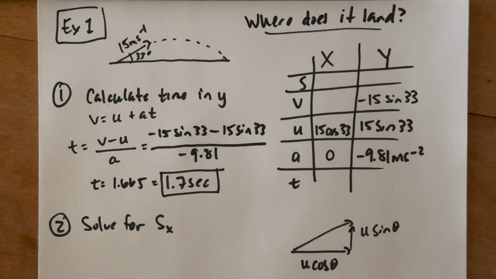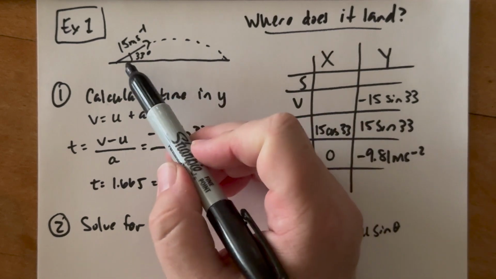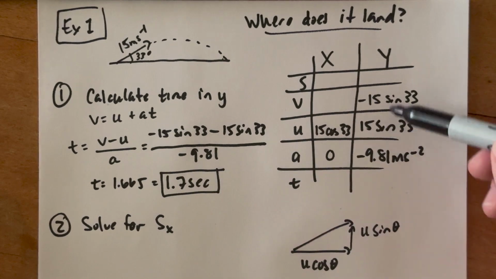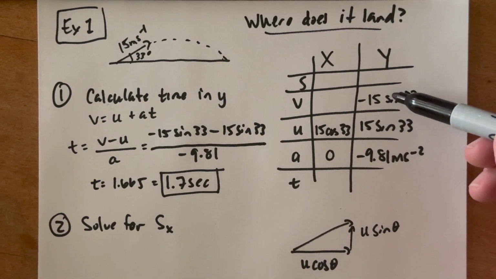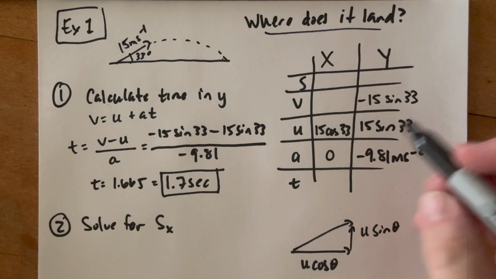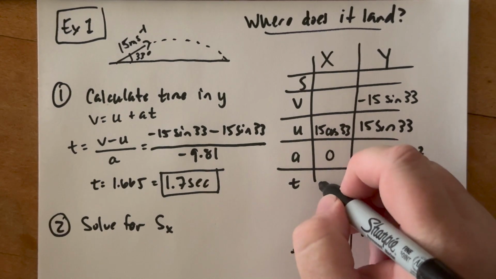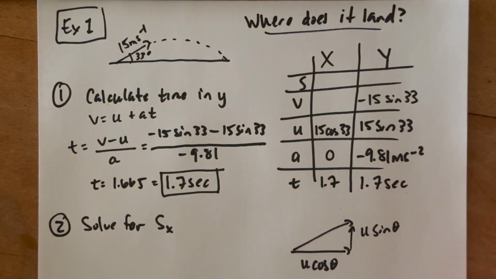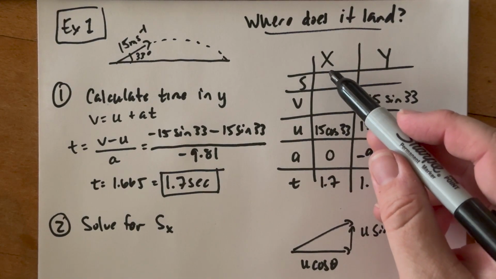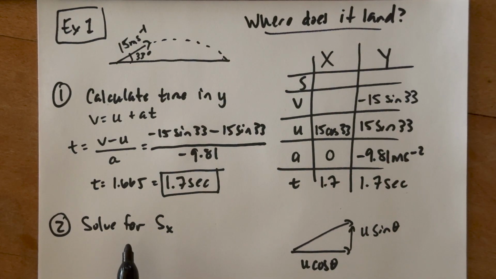In the second part, now we know how long it's taken to travel that distance. We focused on the Y direction. It took 1.7 seconds to go up at this velocity and come down at that velocity, based on that acceleration. So now our time is 1.7 seconds here also. Now we have enough information in the X direction to solve for the displacement in the X direction, so we'll do that next.